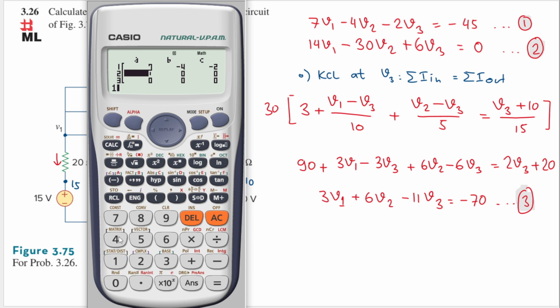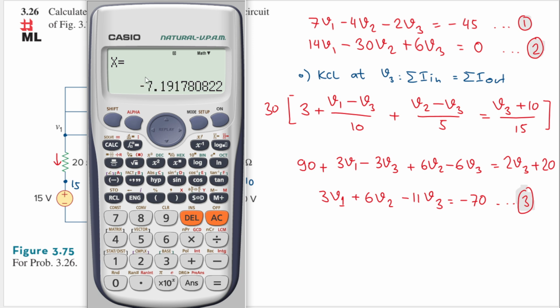Okay, and then 14, minus 30, and then 6, and then 0. So that is the second equation. And then the third one is 3, 6, minus 11, and then minus 70.